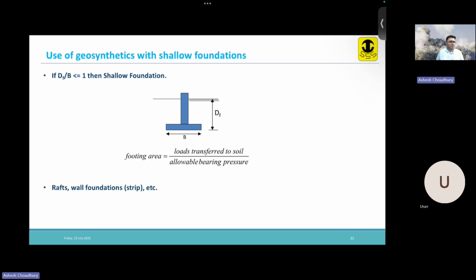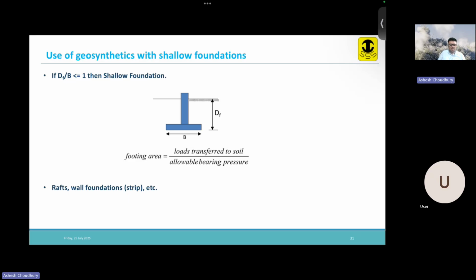So let us start this topic: use of geosynthetics with shallow foundation. If the depth to width ratio of a foundation is less than or equal to 1, then we call it a shallow foundation. Okay. Footing area, how to find out the footing area? It is the load transferred to the soil divided by the allowable bearing pressure.